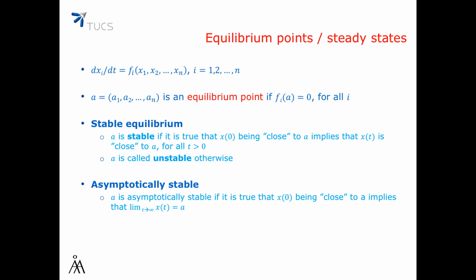The stability of equilibrium points is defined in a similar way as for a single variable. Intuitively, a point A is going to be called stable if x of 0 being close to A implies that x of t is going to be close to A for all t larger than 0. A is going to be called unstable otherwise. Also, we will say that A is asymptotically stable if x0 being close to A implies that eventually x of t is going to converge towards A.